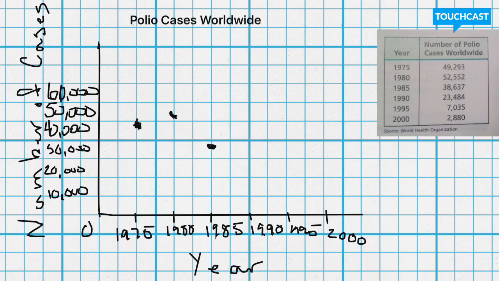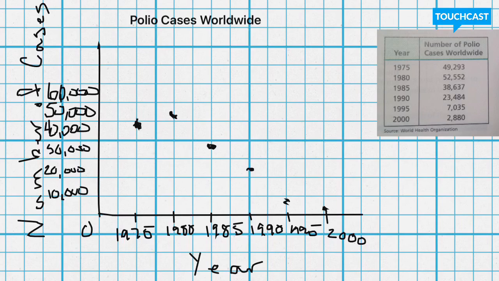In 1990, there were 23,484 cases. So we'll go up 10, 20,000, just a little under halfway between the 20,000 and 30,000 marks is where we'll put that dot. In 1995, we had about 7,035 cases, so closer to the 10, but not quite there. And in 2000, we had 2,880 cases, so not quite at the 0, but between the 0 and the 10,000.